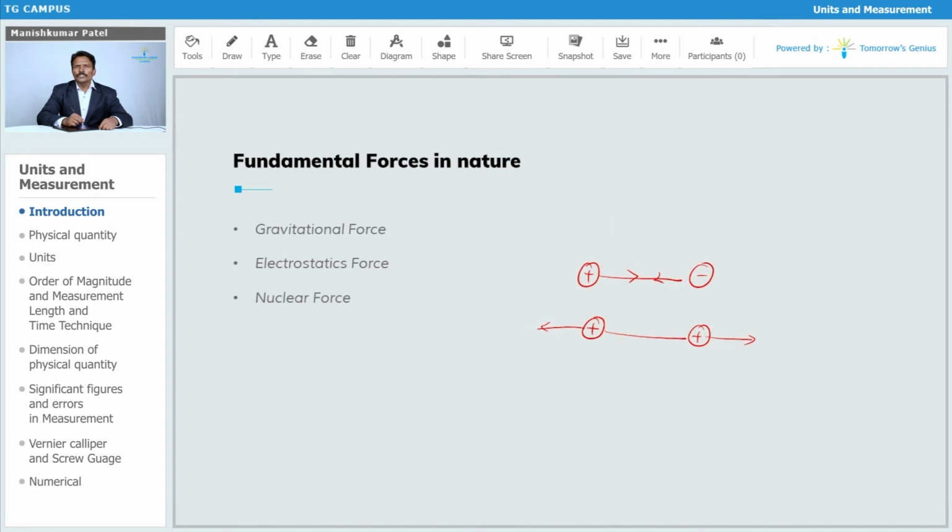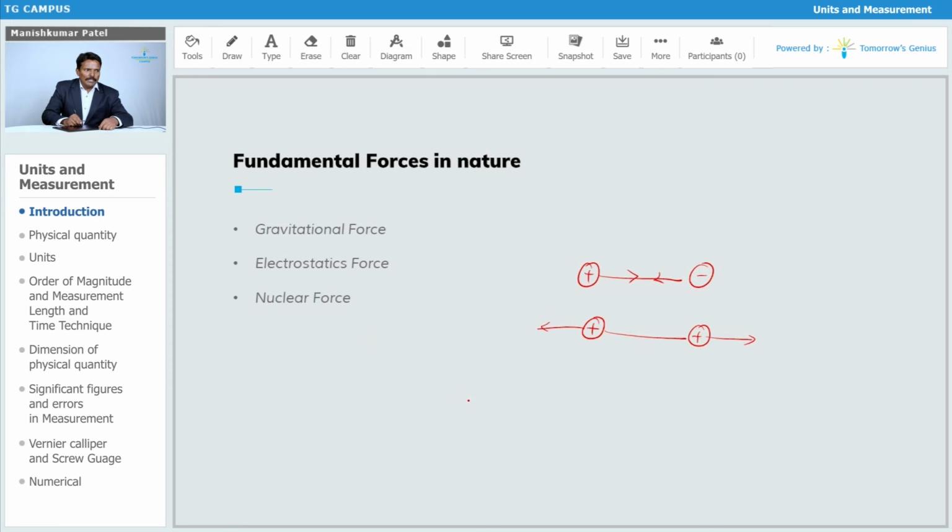You can also show this with the help of experiments, taking a glass rod and rubbing it with silk. You will find that the glass rod is going to attract pieces of paper. That was nothing but your electrostatic force. Then if we talk about the nuclear force, the nuclear force is the strongest force which exists in nature.